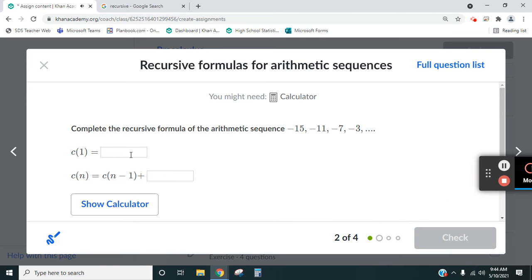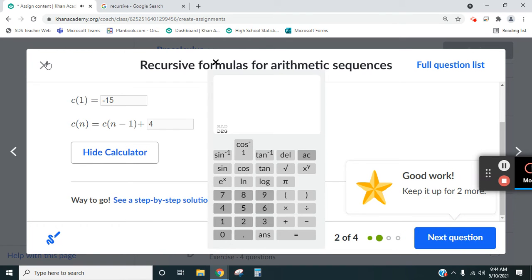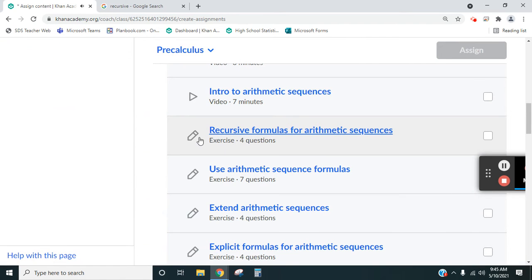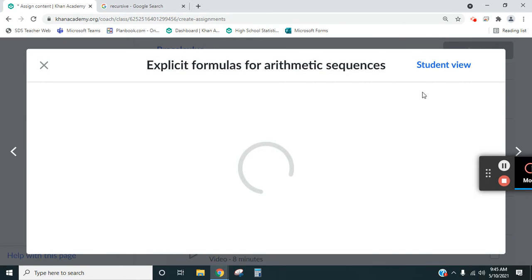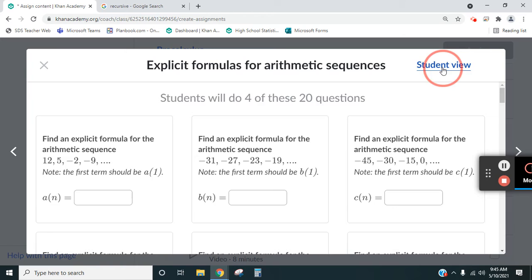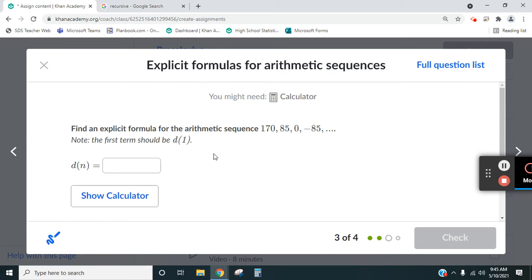Here, what's my first term? What are you adding each time? 4. Whoa. Okay, that's easy enough, right? Last one for today. You're going to want to write this one down, okay?